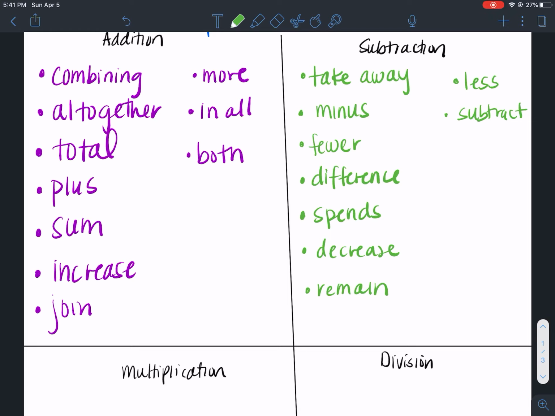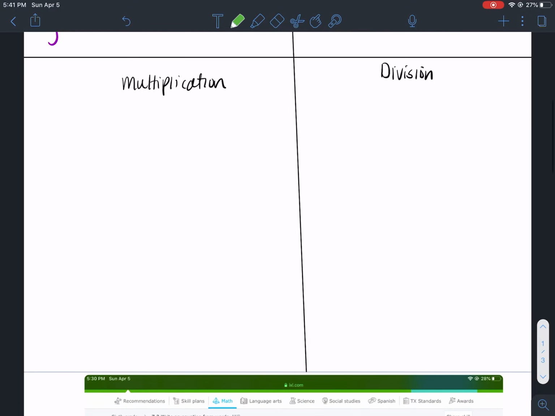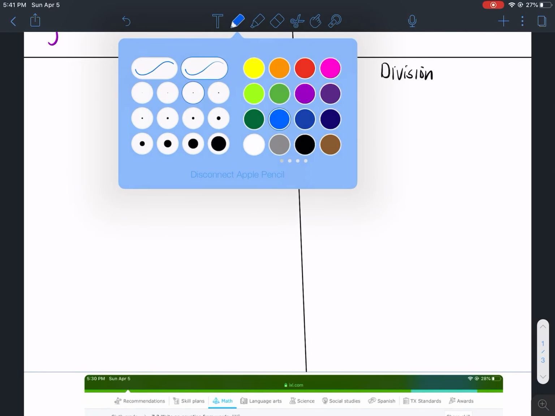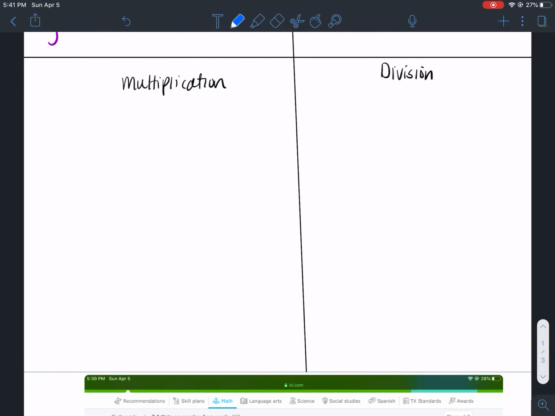Again, if you can pause and think about more keywords, you can go ahead and add those onto the list that we already have going. So I have addition and I have subtraction. Now let's go on to multiplication. Let's use blue, for Ravenclaw.